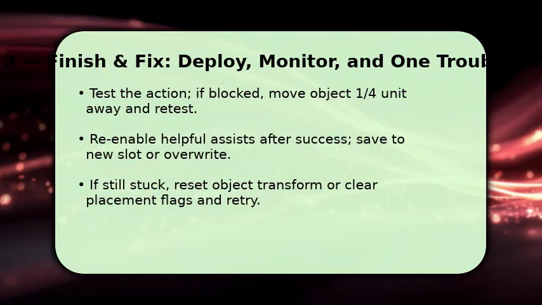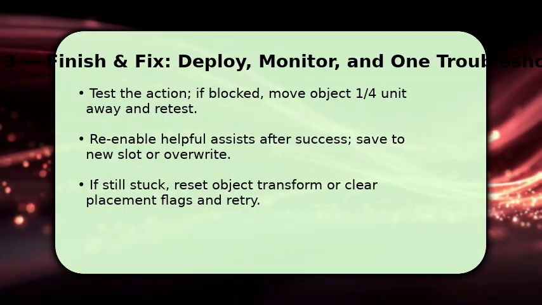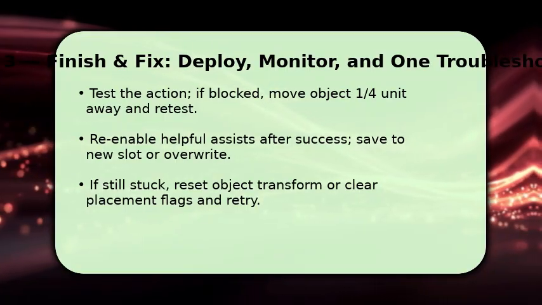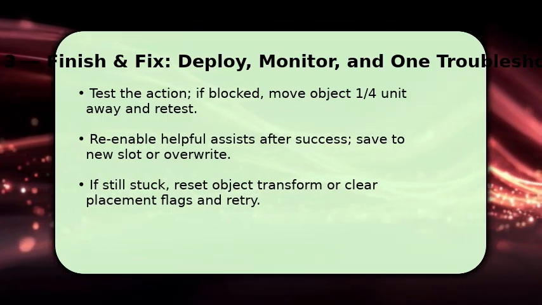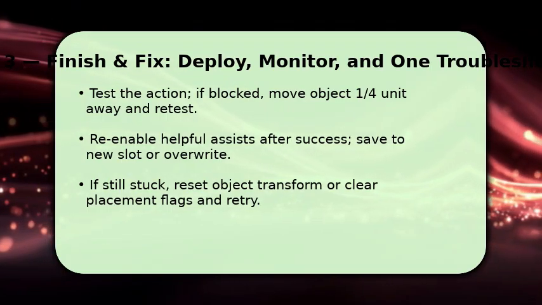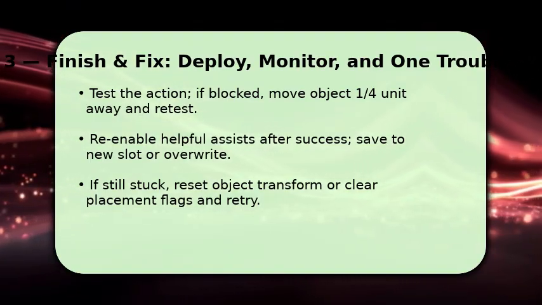Finally, test the action after you've repositioned the object. Try the interaction and observe if the prevention persists. If it remains blocked, move the object 1/4 unit away, then retest. Small offsets often clear collision checks. When successful, re-enable useful assists and save to a fresh slot.